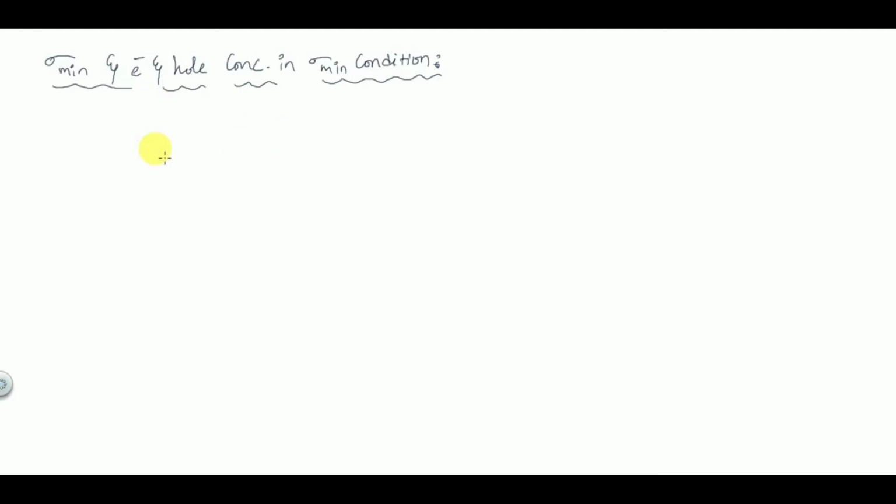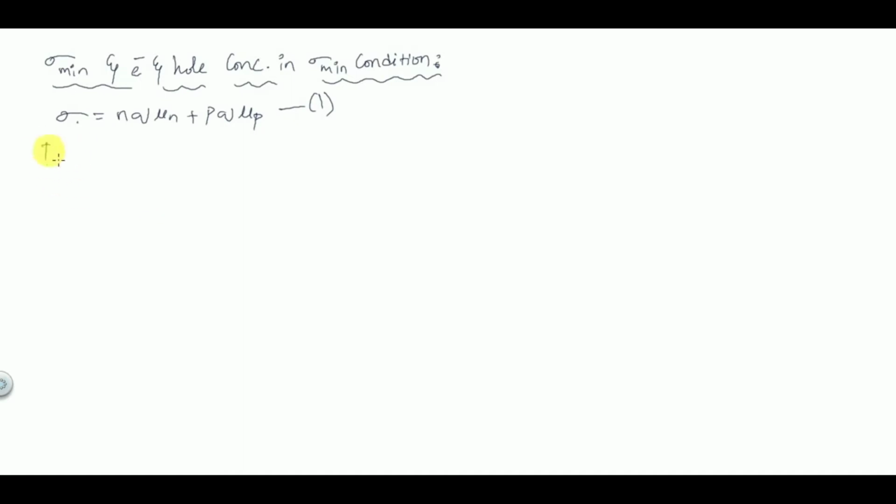Right, so for maxima or minima we have to differentiate the conductivity with respect to the concentration and make it equal to 0. Let me explain. So what is conductivity of any semiconductor? nqμn plus pqμp. Let this be equation number 1.